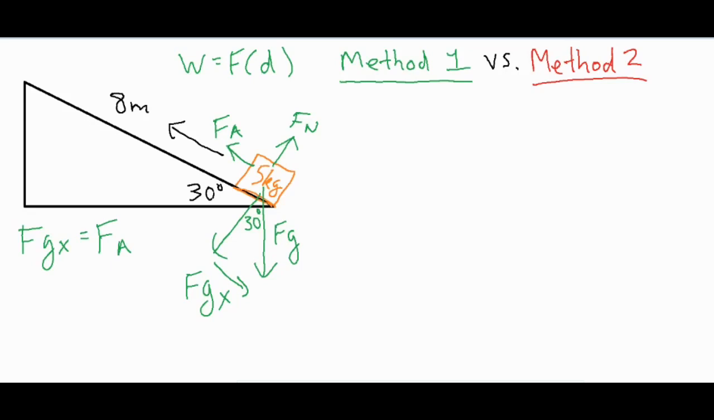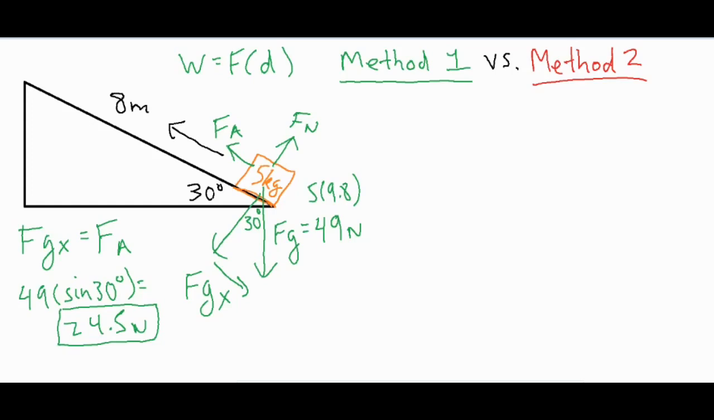So in order to solve for that, we're going to go ahead and solve for FG, which is mg. mg is mass times 9.8, and then that gives us 49 newtons. Now, we're going to take that 49 newtons, and we want the opposite end of that 30-degree angle, which is going to be the sine of 30 degrees. So we're going to take 49 times the sine of 30, and that's going to equal 24.5 newtons.